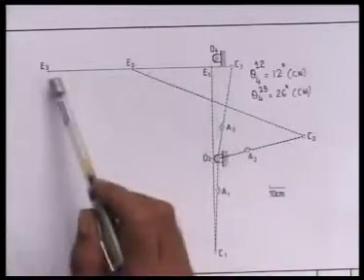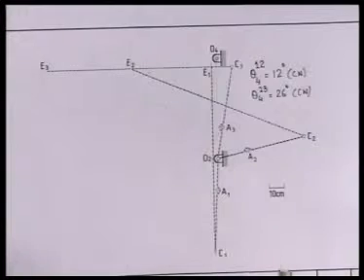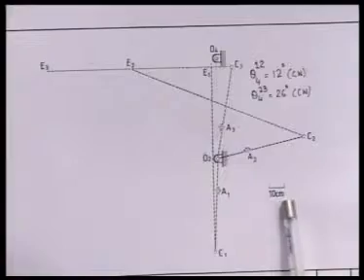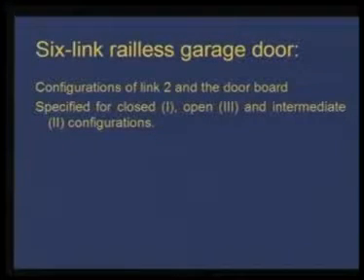Now let me show you the complete design specification for this particular linkage. The scale of the drawing is shown here. This is 10 centimeter. The complete design specification for this particular mechanism is as follows. We have given 3 configurations of link 2 and the door board. The door board, that is link CE or link number 6, is specified for closed position, which we call position 1, open, which is called position 3, and intermediate, which we call position 2, configuration 2.